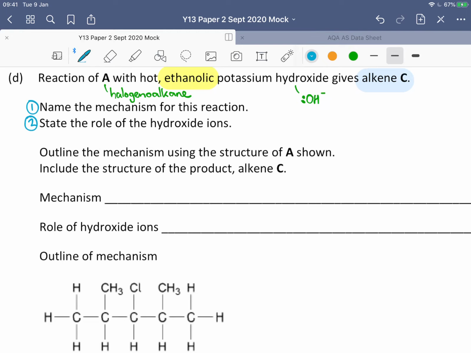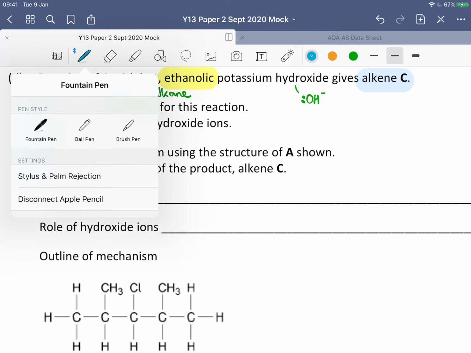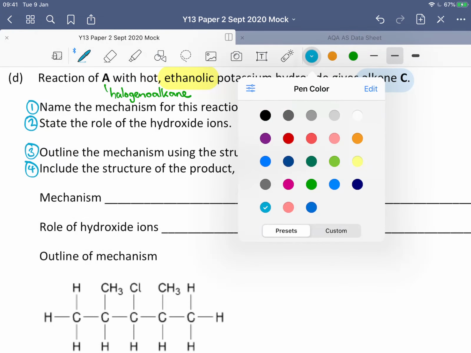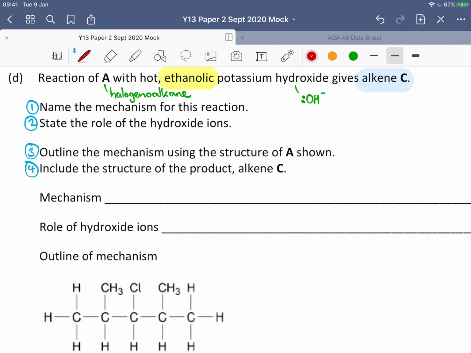And then it asks us to outline the mechanism. Oh, sorry, I got carried away by my numbers. Outline the mechanism and then include the structure of the product. So there's quite a lot of things there to remember to do. So the mechanism. By the time you're doing these questions as a mock or a final exam, you have done mechanisms involving halogenoalkanes so many times. And there are only two. There is nucleophilic substitution, which we have already done. And then the second one is elimination.